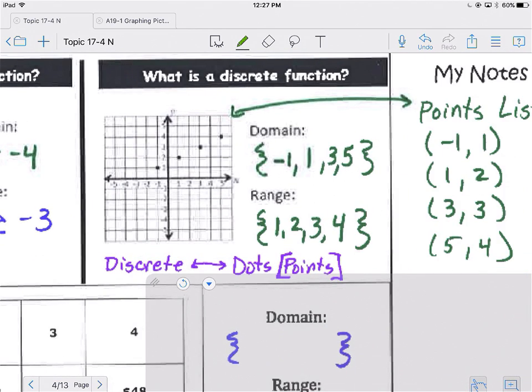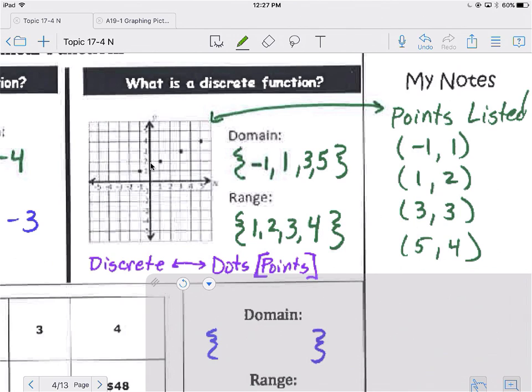Now for a discrete function, the discrete function only includes the dots that are shown and nothing in between. So discrete means dots or points. These points have been listed for us, and your domain is all of your x values. So you can either look on the graph or look at all of the x's listed, and then your range is all of your y's as you go up, or you can list them from your points. These domain and ranges are not inclusive. They do not go everything from -1 to 5. It is those specific stepping blocks. So my domain and range have the squigglies on them.